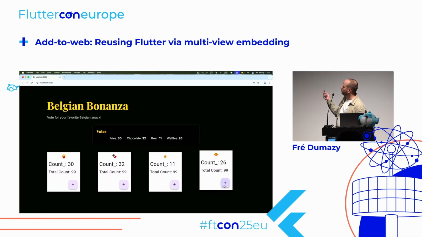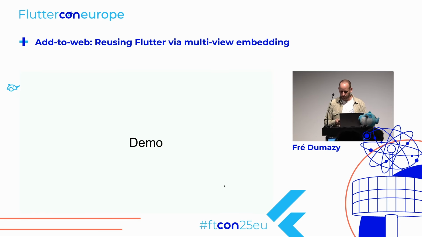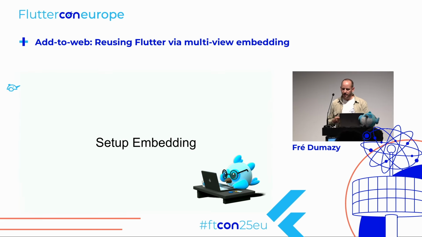But what I've shown here actually is we have an HTML page, a simple web application, which embeds one Flutter web app that contains multiple views. Each of these views has its own state, but they're also sharing state amongst each other, and they're communicating that back to the host website. So how can we set something like this up? Let's have a look at how we can set up this multi-view embedding.